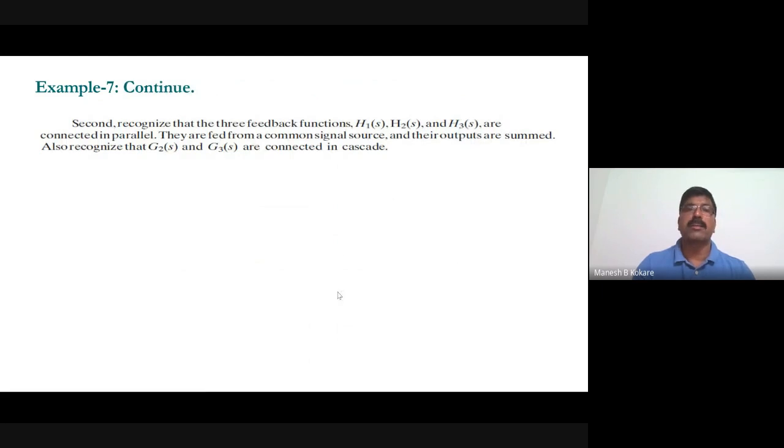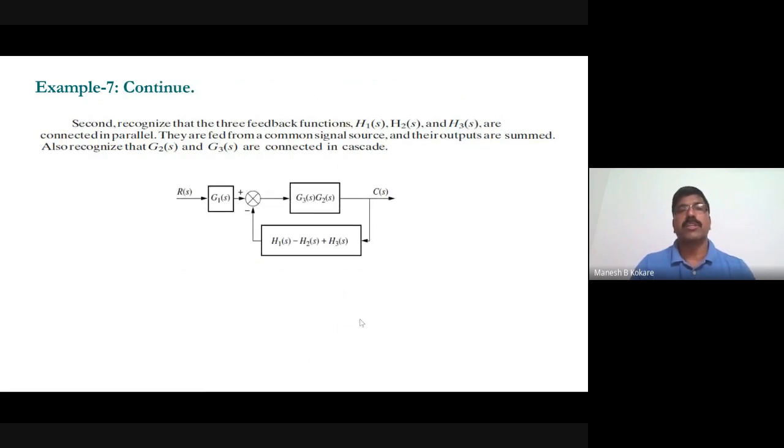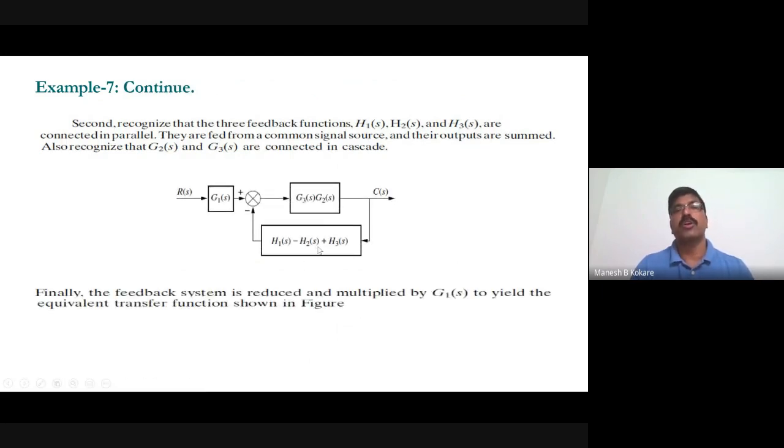So you can look at this one. This is H1 minus H2 minus H3. This is in loop, by taking negative feedback here. If you take positive feedback here, then H2 minus H1 minus H3. But if you take negative feedback, then this will be H1 minus H2 plus H3.